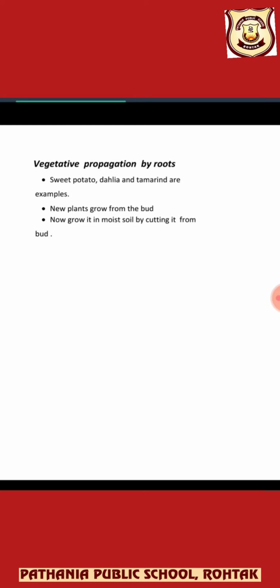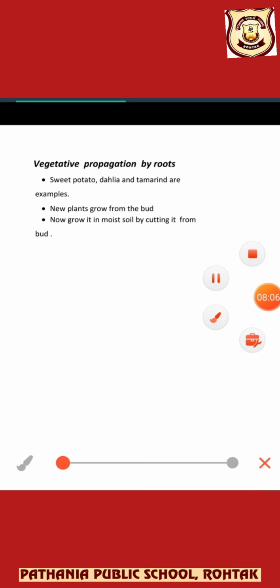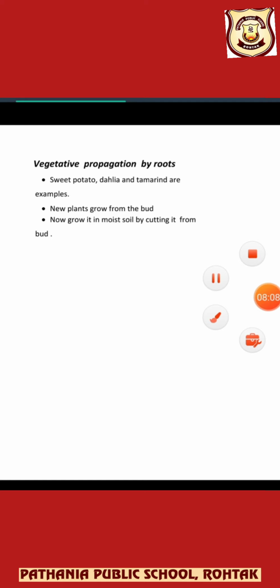Now the next part is vegetative propagation by roots. As we have discussed the stem part, now we are discussing the roots part. Sweet potato, dahlia and tapioca are examples of vegetative propagation that takes place by roots. New plants grow from the buds, as you can see.